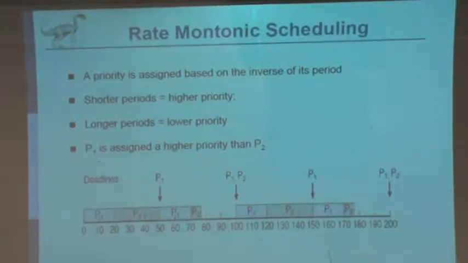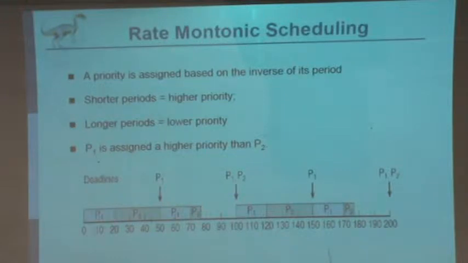Okay, that is one of the ways. But sometimes you cannot guarantee that all the processes meet the deadline. This kind of real-time scheduling is called soft real-time. We try, but we cannot guarantee all the processes.